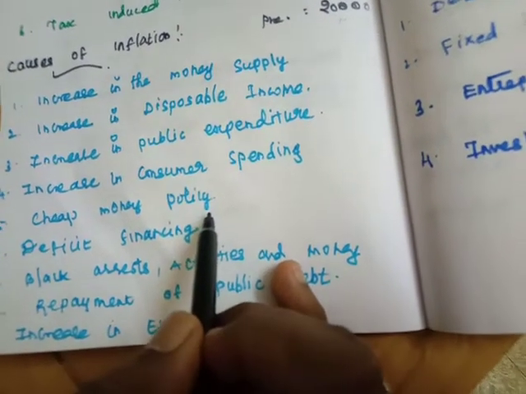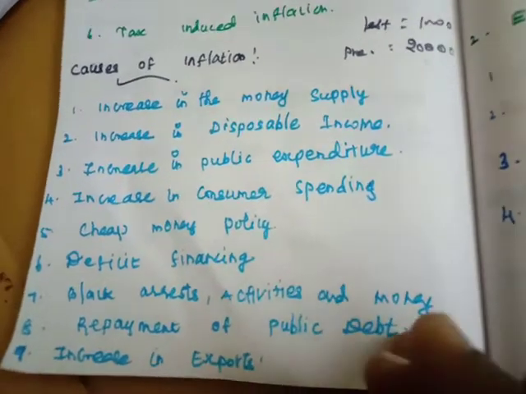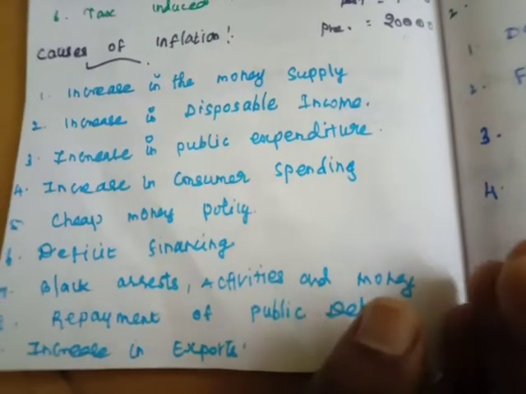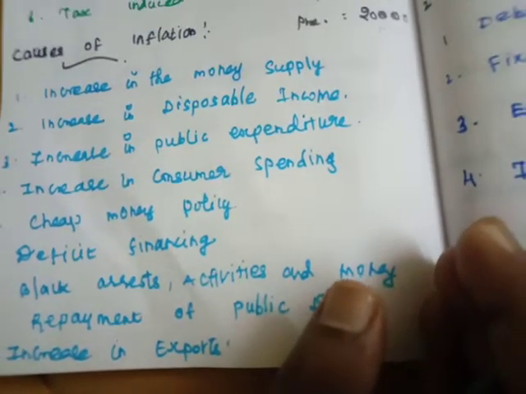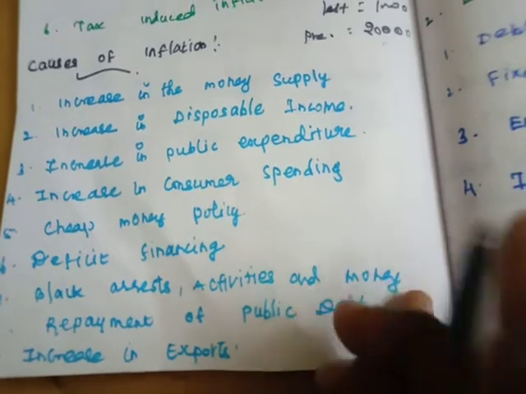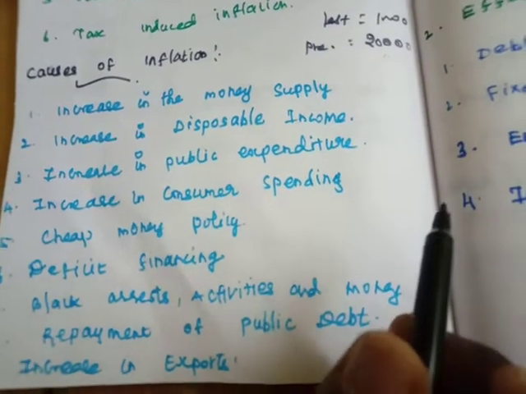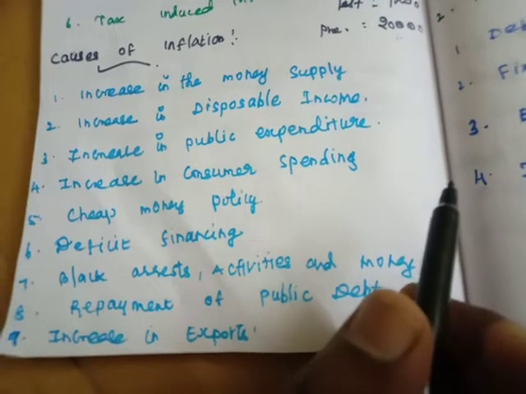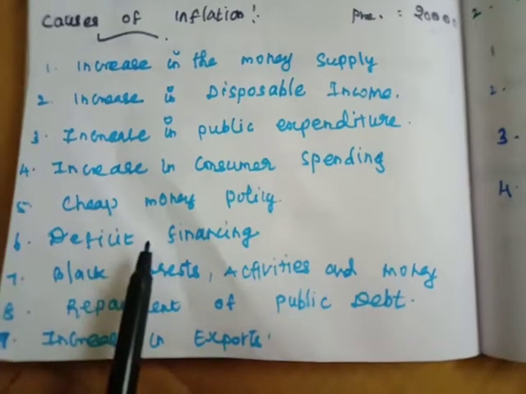The cheap money policy, or the policy of credit expansion, increases the money supply. The government or banking sector will reduce the rules and regulations for lending money. So people borrow money from the bank easily, and they will increase their demand for goods and services. Next we will move to deficit financing.